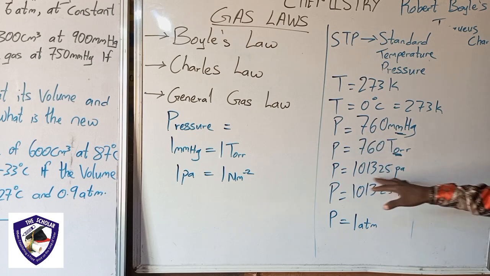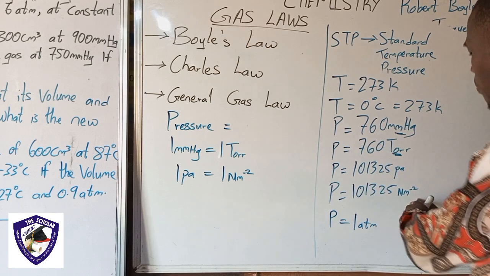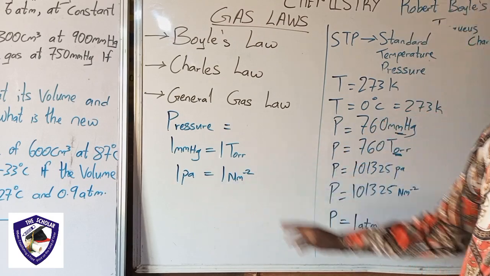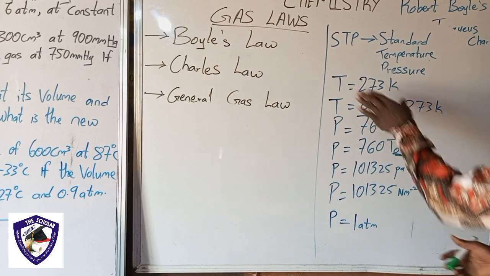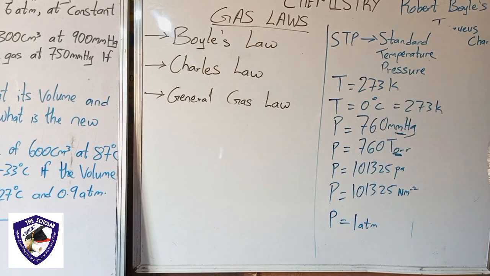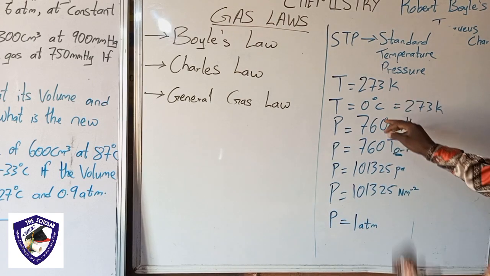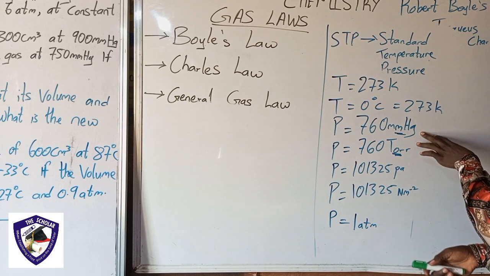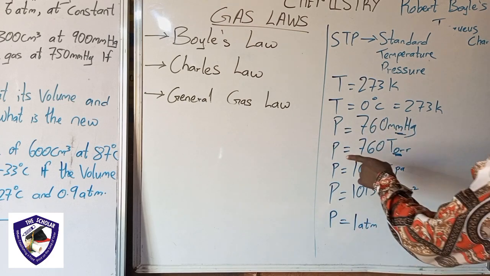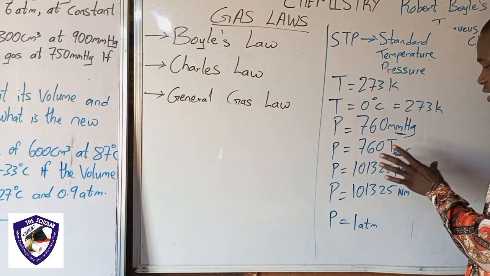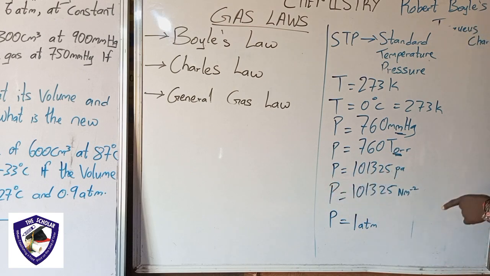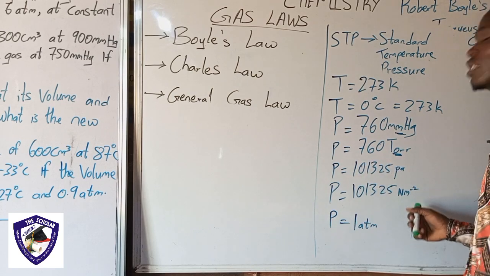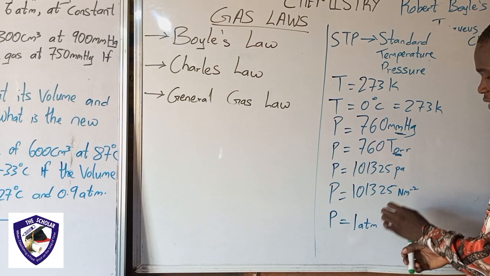Since our pascal is 101,325 and our Newton per meter square is also 101,325, we can say 1 pascal is equal to 1 Newton per meter square. Having said that, our temperature is equal to 273 Kelvin, and in Celsius it is 0 degrees. Pressure is measured in millimeter mercury, 760 millimeter mercury. Pressure is also measured in torr, 760 torr. Pressure is also measured in pascal, and the value is 101,325. And also in Newton per meter square, it is 101,325.